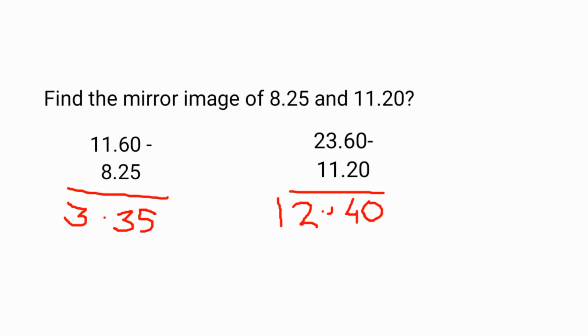So, hope this point is clear to everyone. To find the mirror image, if the given time is up to 11 o'clock, you can deduct the given time from 11:60. So, the answer will be the mirror image of the given time. Now, if the time specified is 11 o'clock or after 11, then you have to deduct the given time from 23:60.